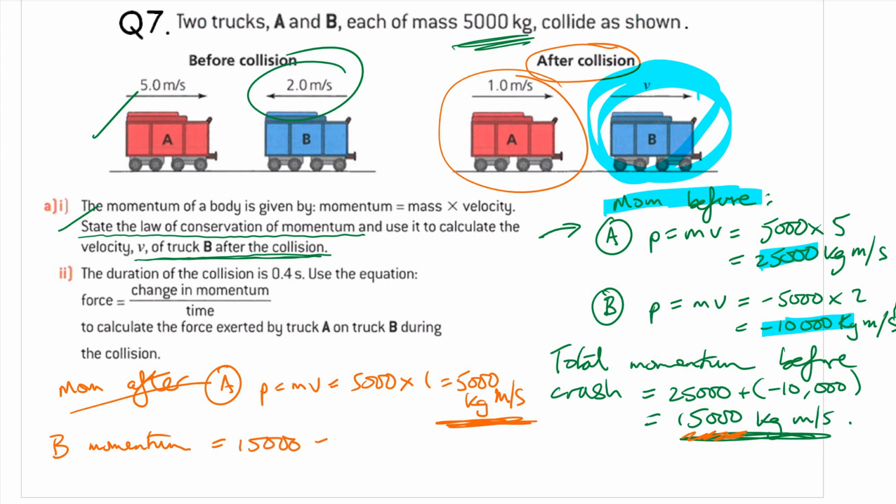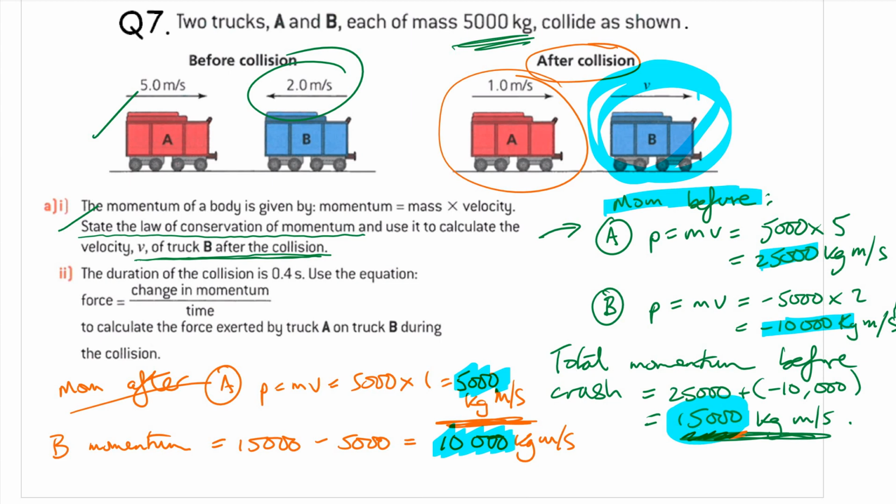Take away the 5,000, gives us its momentum must be 10,000 kilogram meters per second. Because momentum before the event is that, and the momentum after the event will be the same. So it's that plus that comes back to this.